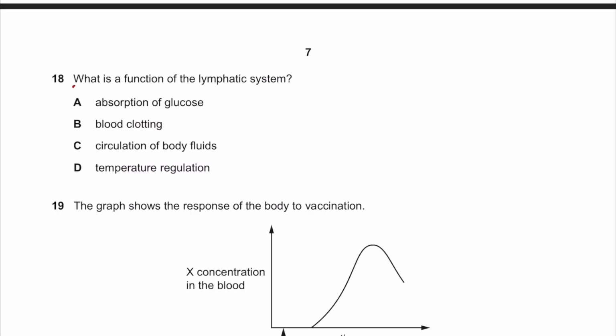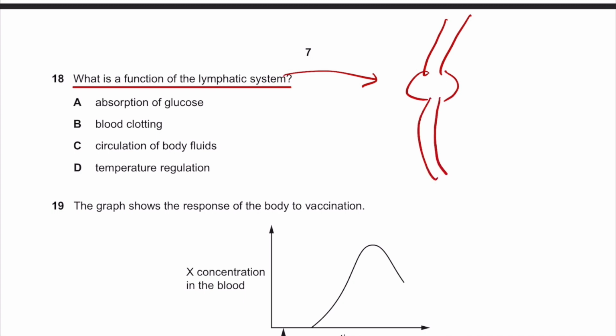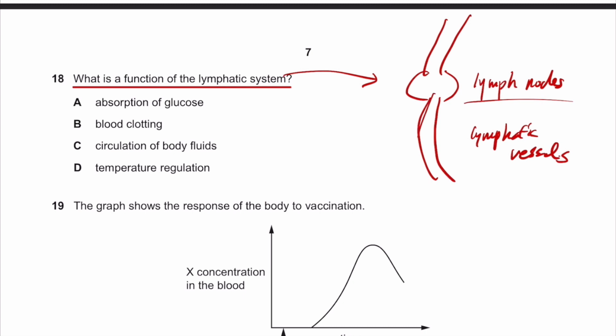Number 18. What is a function of the lymphatic system? The lymphatic system consists of lymphatic vessels and lymph nodes. Lymph nodes store white blood cells, and they also make white blood cells as well. And the lymphatic vessels are where the white blood cells travel through.